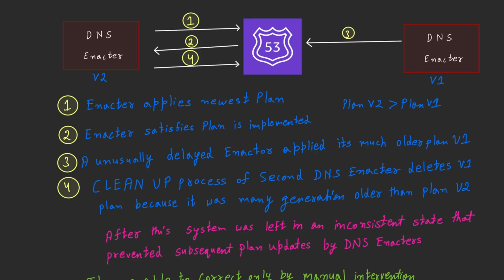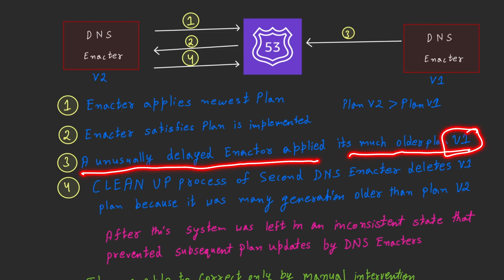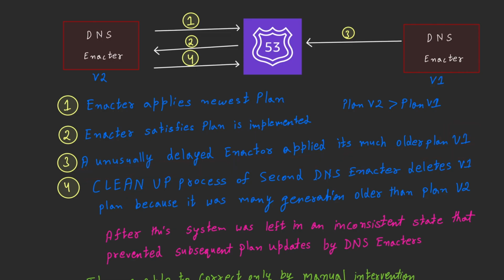But first we will understand it by this information that plan V2, which was new, is overwritten by plan V1, which was old. So at the third step, an unusually delayed enactor applied its much older plan V1. After that, the V2 enactor initiated a cleanup process. Like each enactor, after it has updated its plan, fires a cleanup process, and that cleanup process checks any plan older than that particular enactor's plan and deletes it.